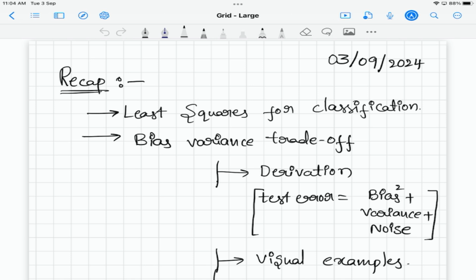We have started with linear regression and the regularization on linear regression, and then we have seen how to use the similar regression framework for classification.